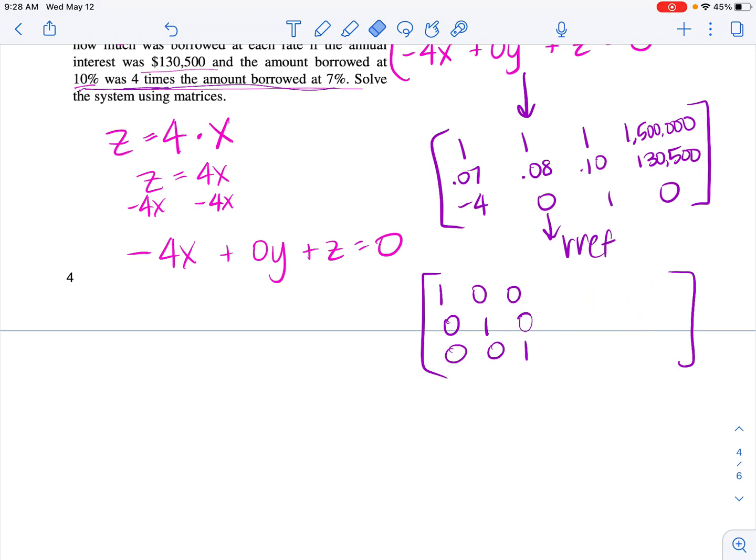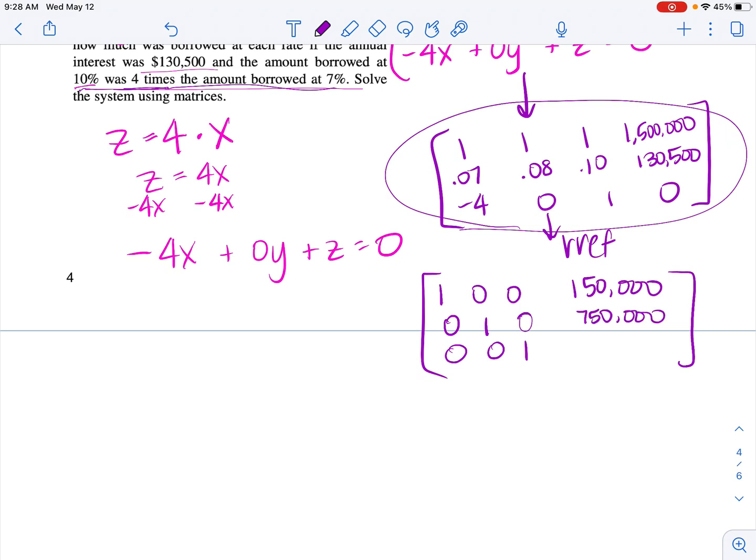So it didn't seem right, and so I went through, I checked all of these numbers in matrix A, and I had one number wrong. So it threw me off. Now I'm getting these numbers. And these numbers seem right because the amount at 10% is 4 times the amount at 7%. Okay, great. So again, this means X equals 150,000, Y equals 750,000, and Z equals 600,000.